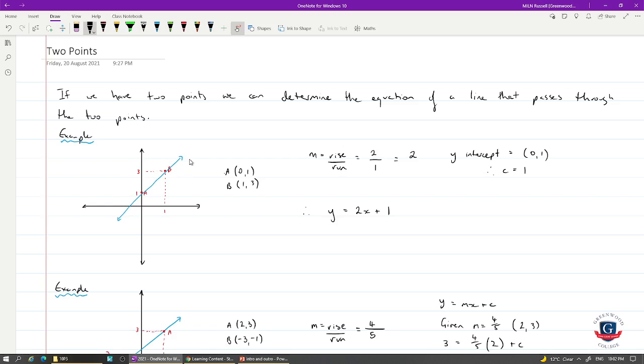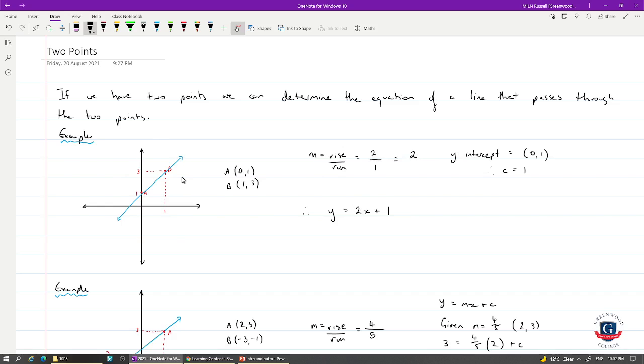We can find the gradient of that line by using the formula m equals rise over run. So from point A to point B, the line rises 2 and runs 1. We put the rise on the top, we put the run on the bottom, and 2 divided by 1 simplifies down to 2. So our m value in our slope-intercept form will be 2, and there it is.